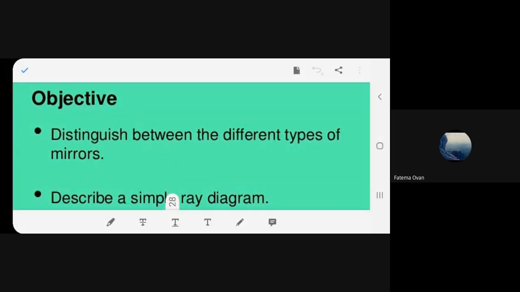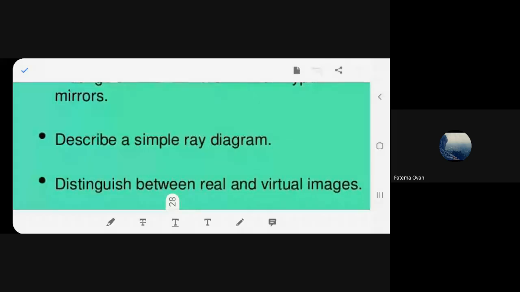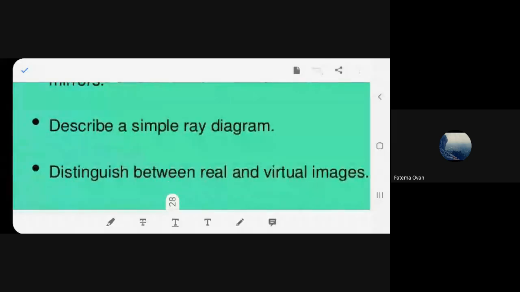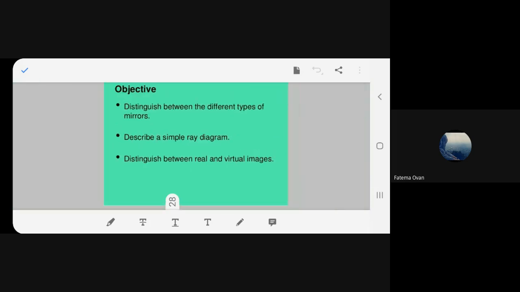So what are we going to find out in this later part of the lecture? We are going to distinguish different types of mirrors. We will have simple ray diagrams, and then we will distinguish what is a real image and what is a virtual image. Is it clear to all of you? Yes, ma'am.